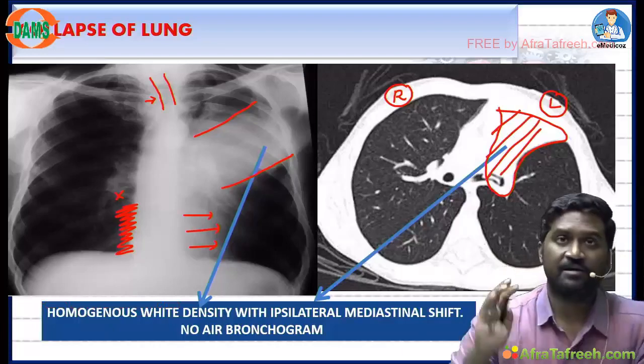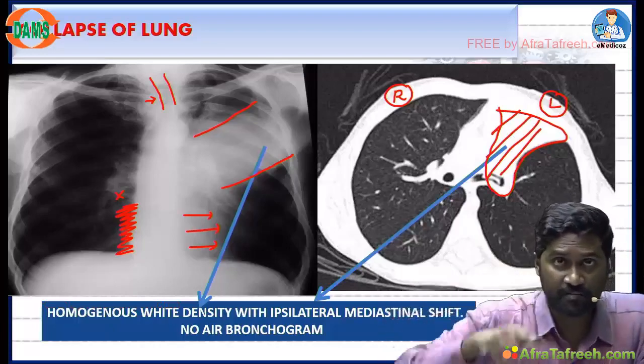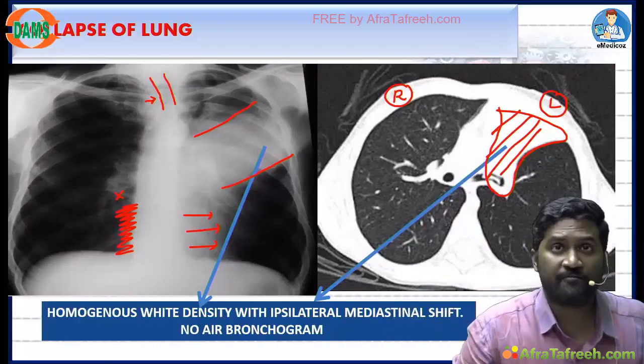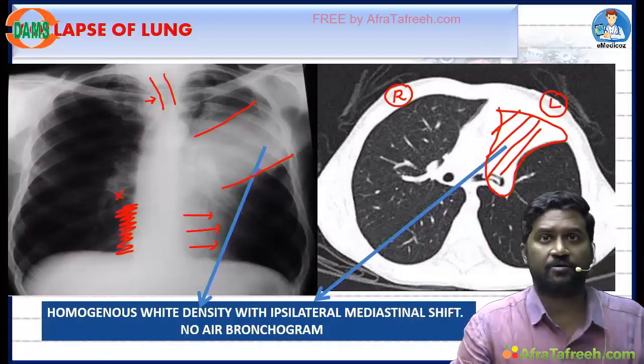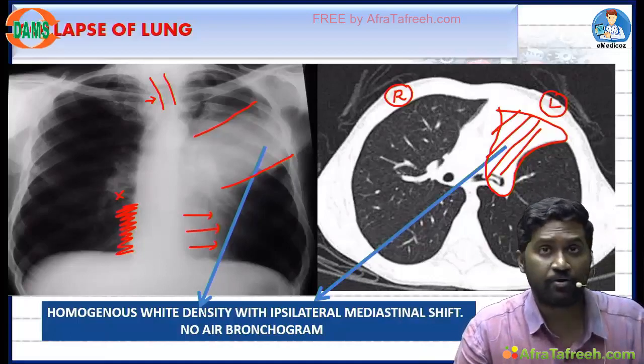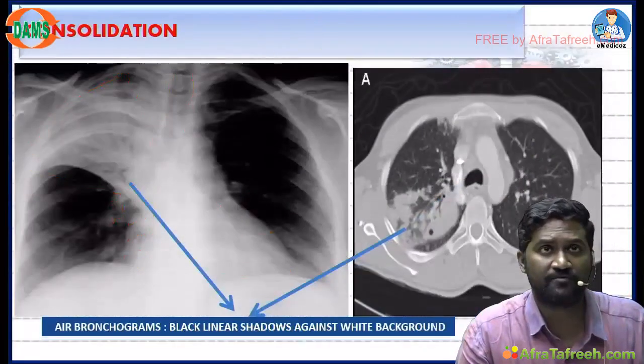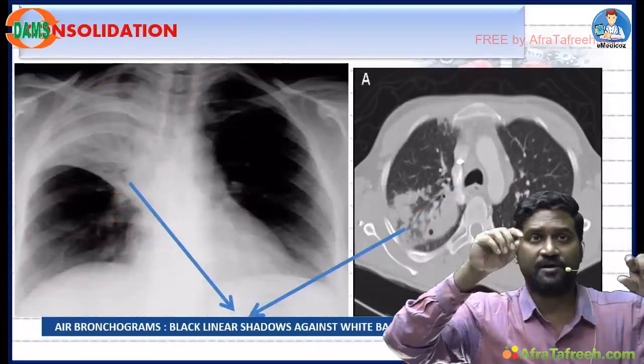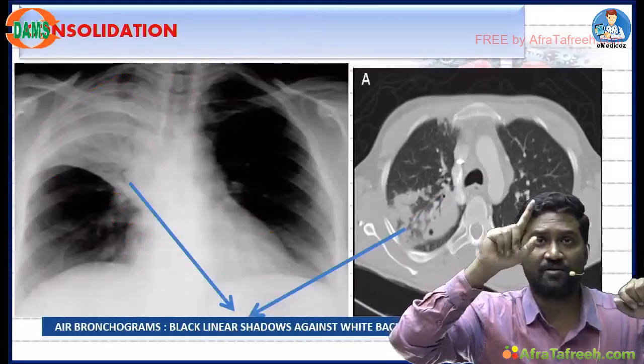Now students, keep this white in your mind and compare the white of consolidation. Now your eyes will automatically recognize air bronchograms. Now compare this with the white of here. Now in this white you can see blackish lines called air bronchograms.